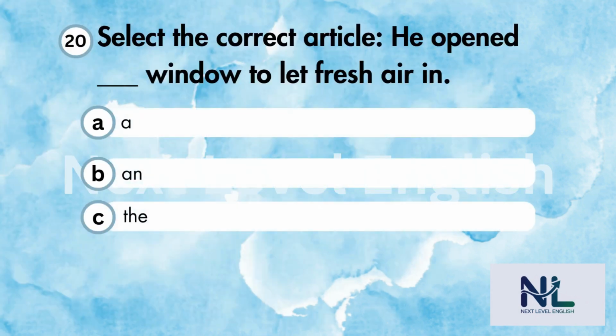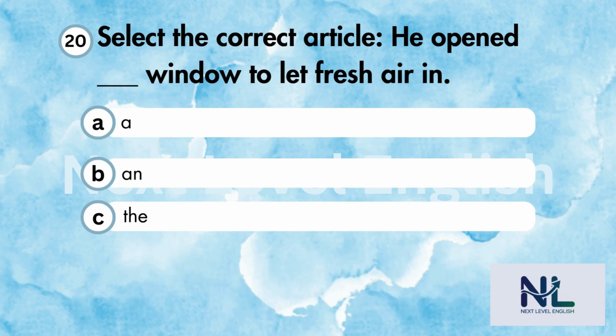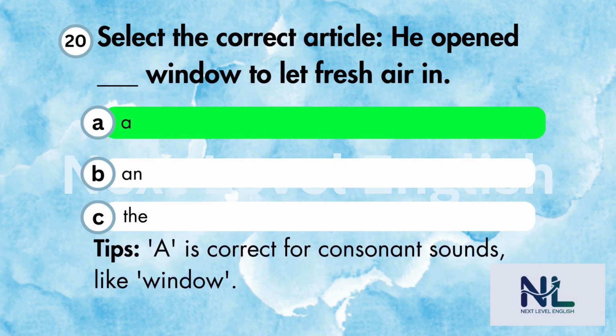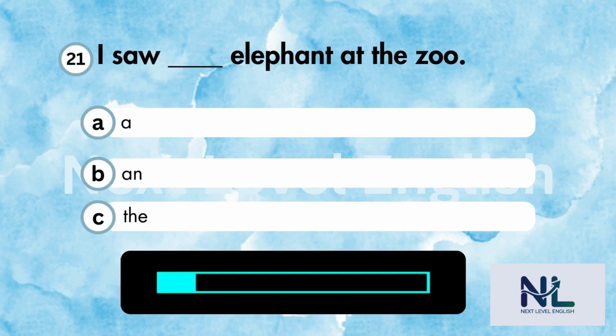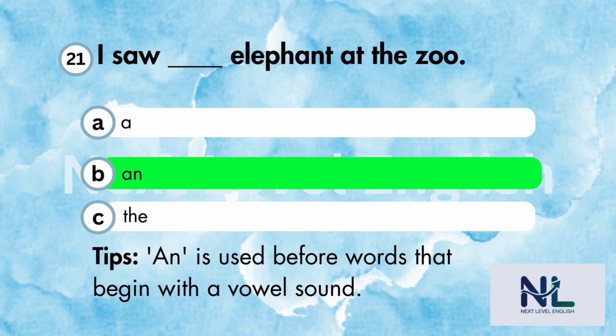20. Select the correct article: He opened a window to let fresh air in. A. Tips: "a" is correct for consonant sounds like window. 21. I saw an elephant at the zoo. An. Tips: "an" is used before words that begin with a vowel sound.